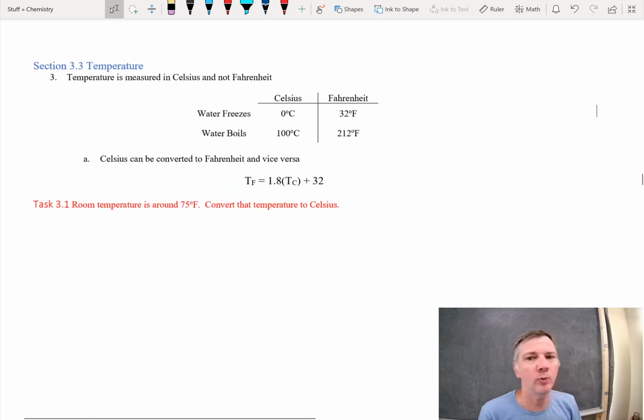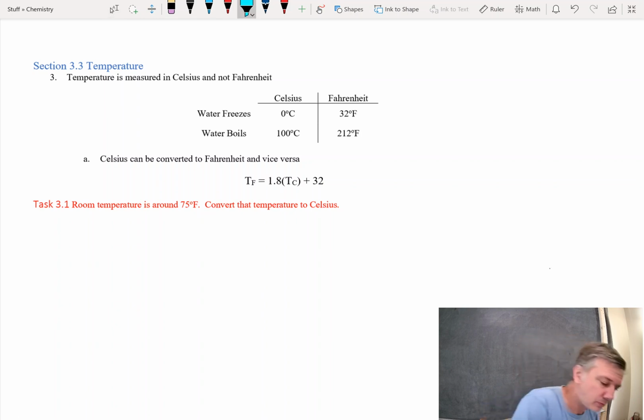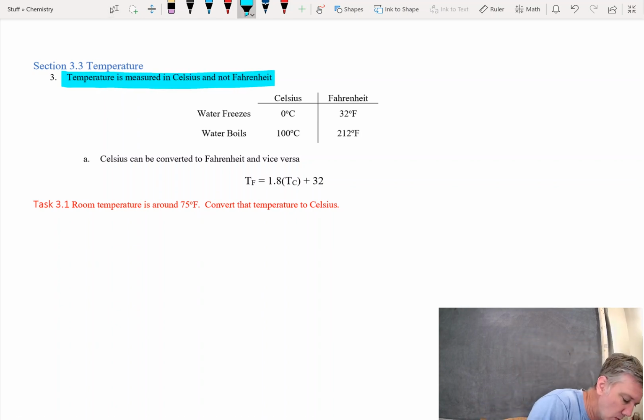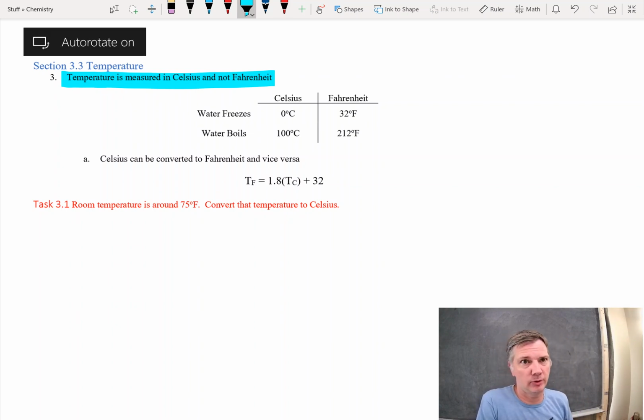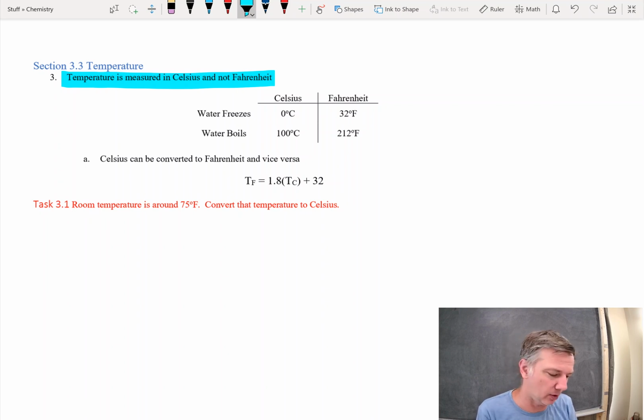So we typically use Celsius in science, but here in the United States, of course, we use Fahrenheit. So we will, in the lab, collect temperatures in Celsius. But still, it's nice to know how to convert between Celsius and Fahrenheit.